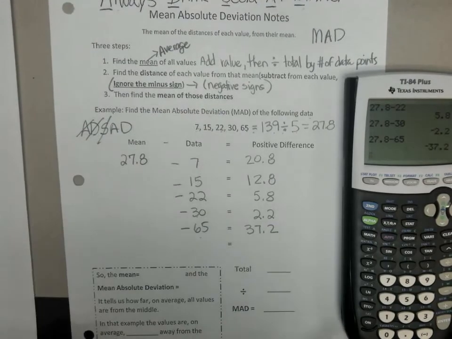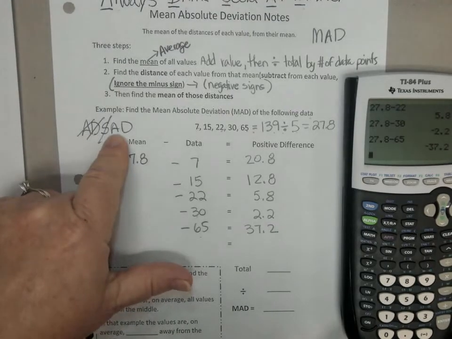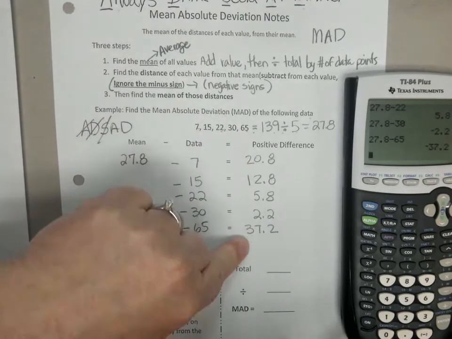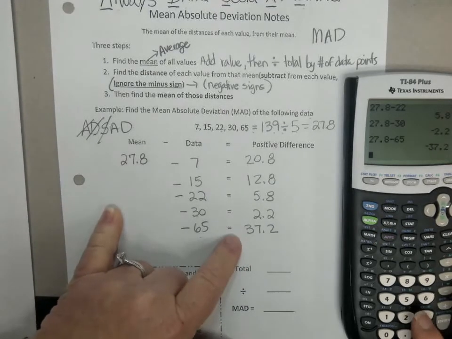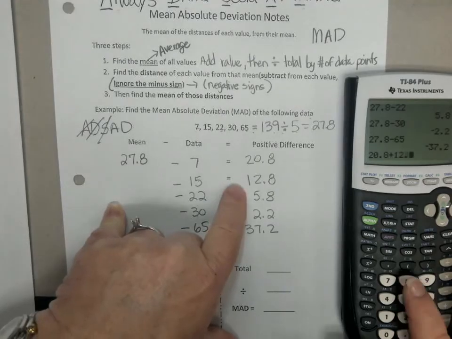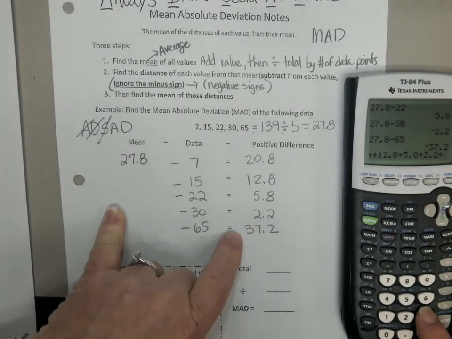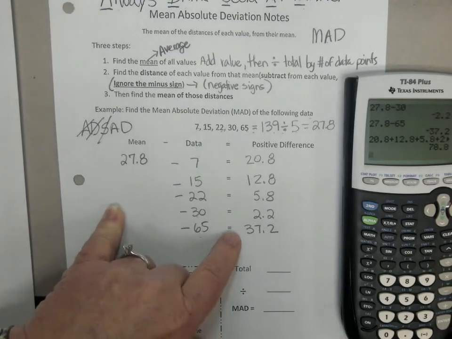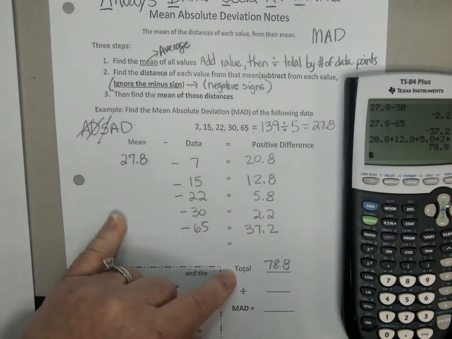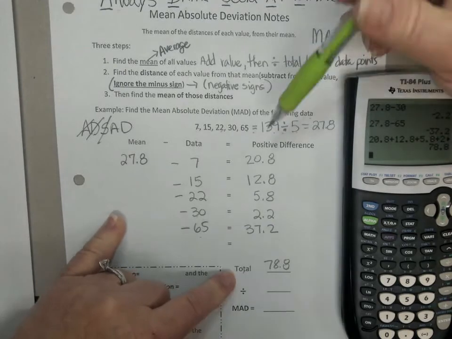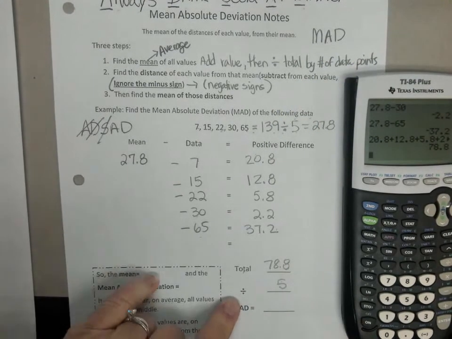Always drink soda at dinner. I'm going to be asking you to say that so that you memorize it. Add SAD. Now it says A, which is my add, so I'm going to add these because I'm going to find the mean of these numbers, the average of these numbers. So I have 20.8 plus 12.8 plus 5.8 plus 2.2 plus 37.2. Enter, and I get my total is 78.8. Now, how many numbers did I just add together? It should equal the same number that you divided by. So 1, 2, 3, 4, 5. Yes, so I'm going to divide by 5.